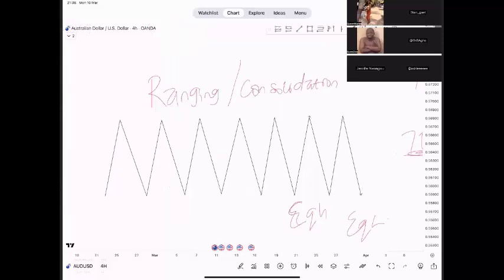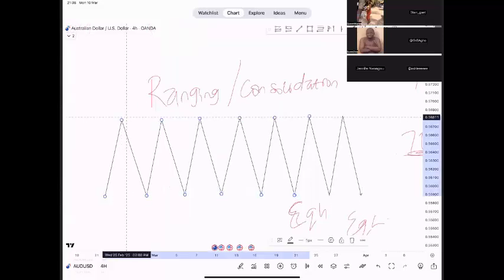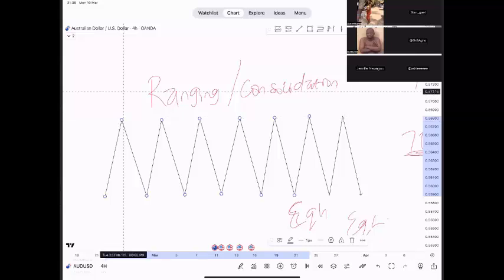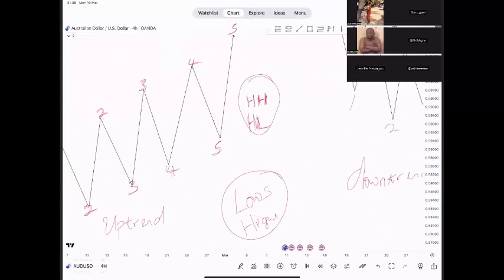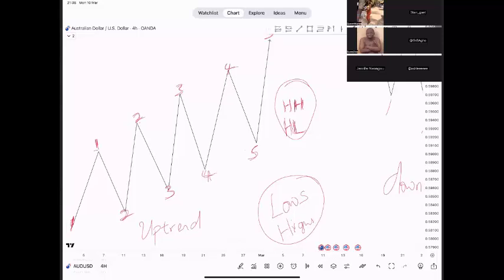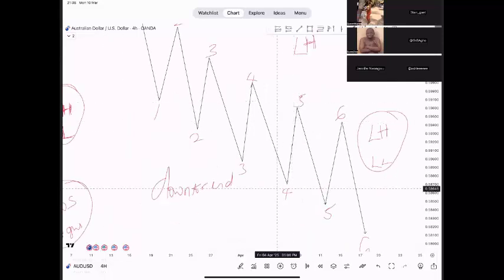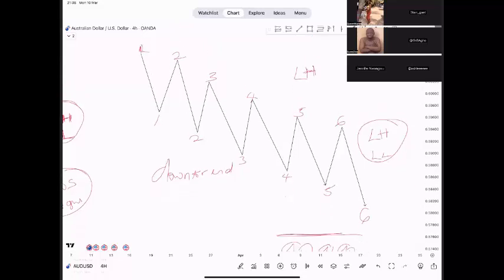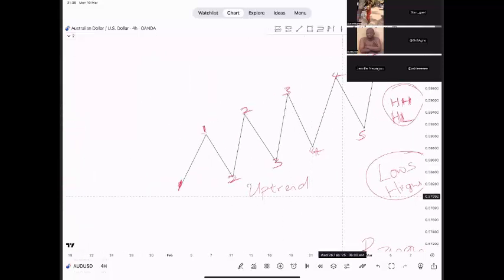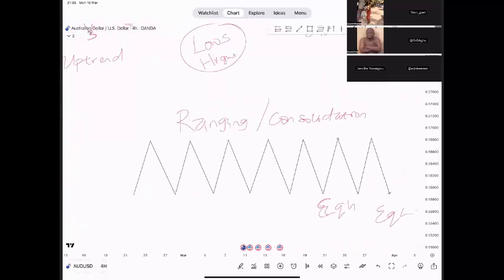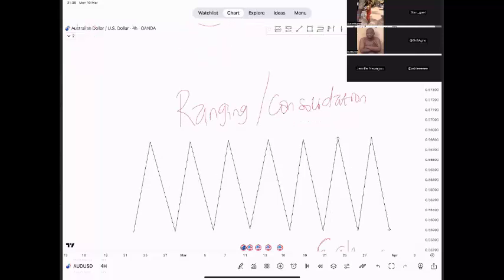Price is not going above the previous highs. Remember, for the uptrend, price is putting in highs that are higher than the previous highs. For the downtrend, price is putting in lows that are lower than the previous lows, or highs that are lower than the previous highs. It is either moving down in a downtrend or moving up in an uptrend. But this one is just in one place, made up of equal highs and equal lows.